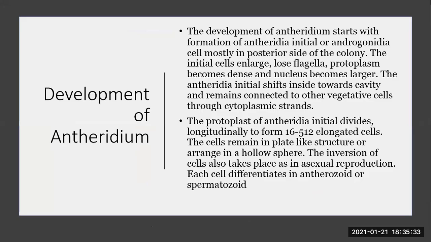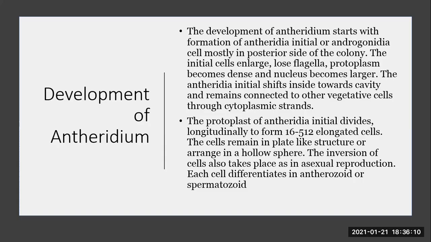Development of antheridium. The development of antheridium starts with the formation of antheridial initial or androgonidia, mostly on the posterior side of the colony. The initial cells enlarge, lose flagella, the protoplasm becomes dense, and the nucleus becomes larger. The antheridial initial shifts inside towards the cavity and remains connected to other vegetative cells through cytoplasmic strands.